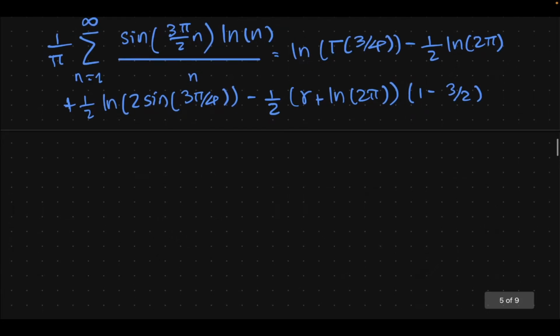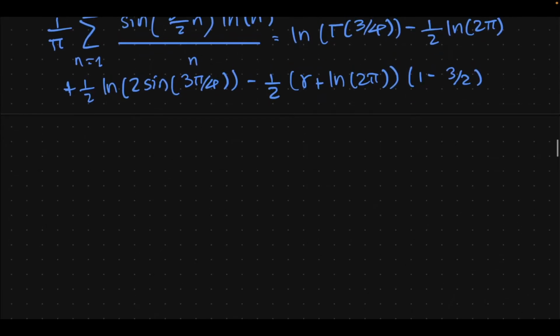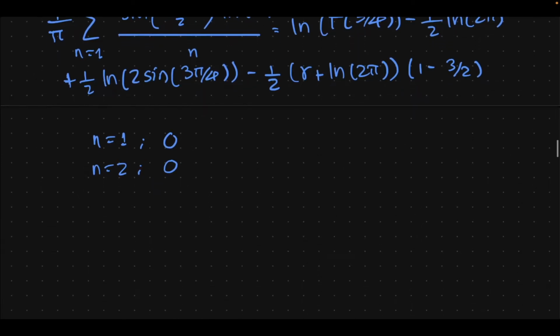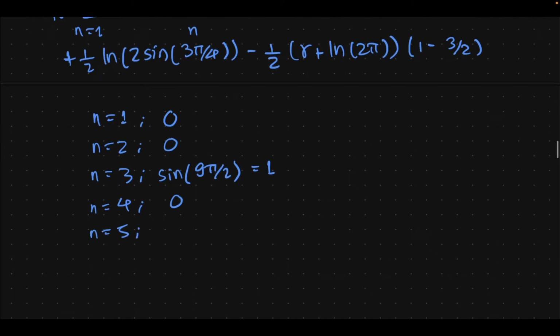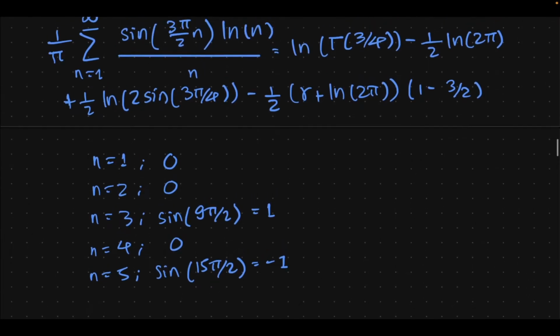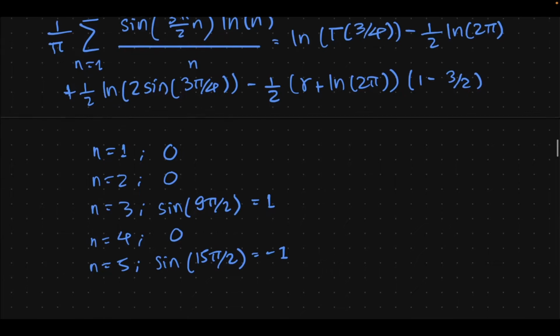Before simplifying the right hand side, you'll see for n equals 1 it's 0 because natural log of 1 is 0. For n equals 2, we have sine 3 pi, which makes everything 0. For n equals 3, we have sine of 9 pi over 2. If you remember your trigonometry, that is 1. For n equals 4, sine 6 pi is 0. For n equals 5, sine 15 pi over 2 is negative 1. So you see the even ones are going out, and we only have the odd terms starting from 3.